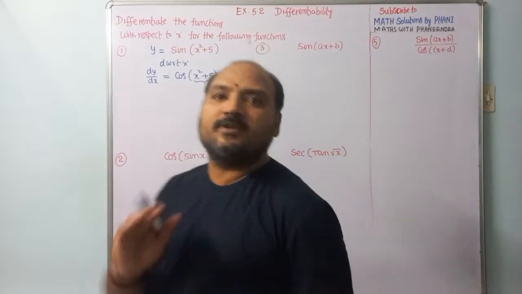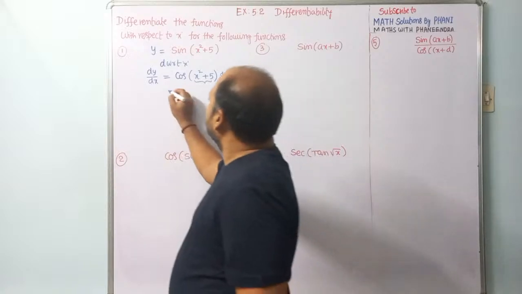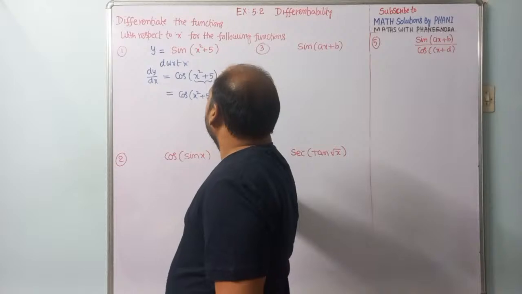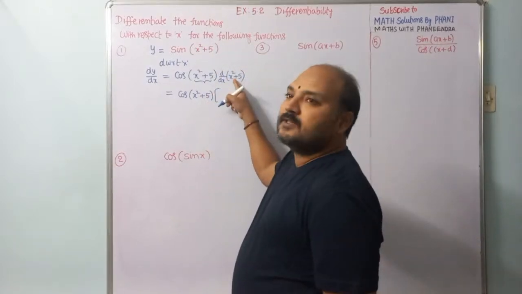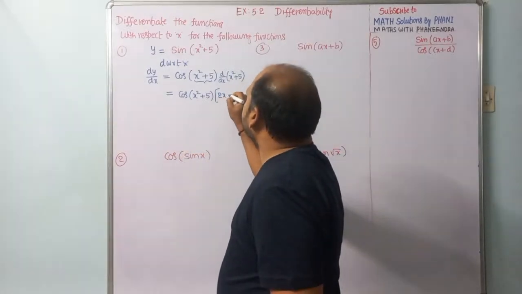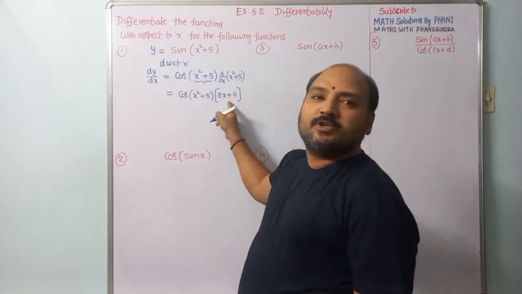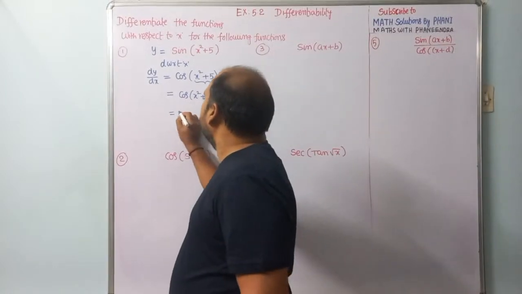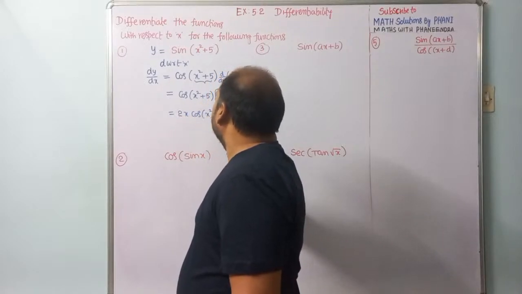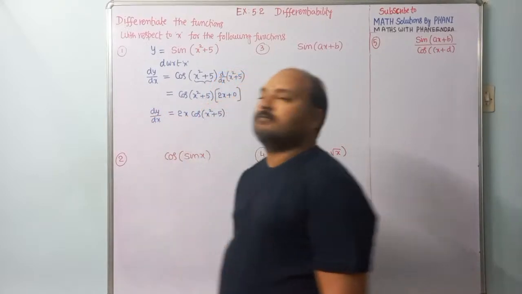Okay, dear students, this is the way we can do it. So cos of (x square plus 5) into d by dx of x square. d by dx of x power n is n into x power n minus 1, so 2x. d by dx of 5, a constant, is 0. So 2x plus 0 is 2x, times this value. So 2x into cos of (x square plus 5). This is the value of dy by dx.